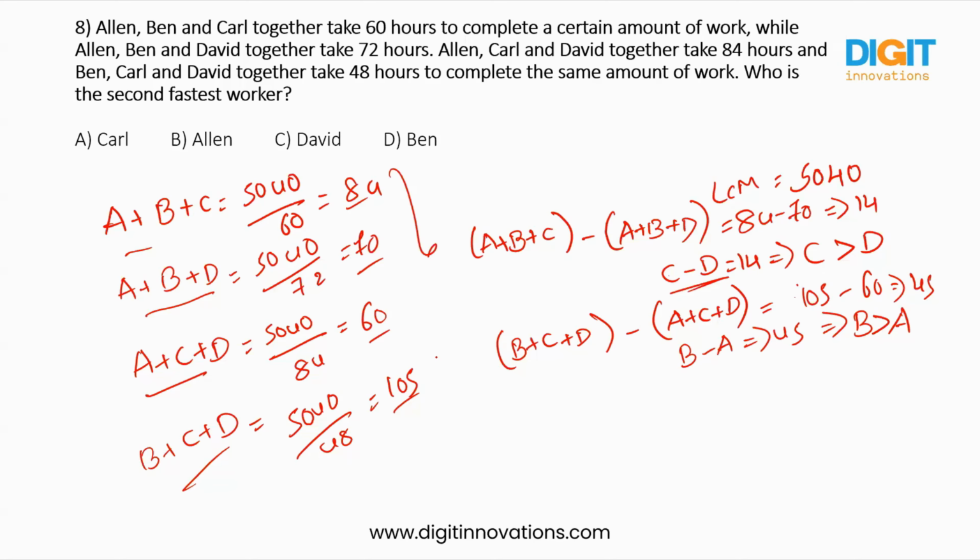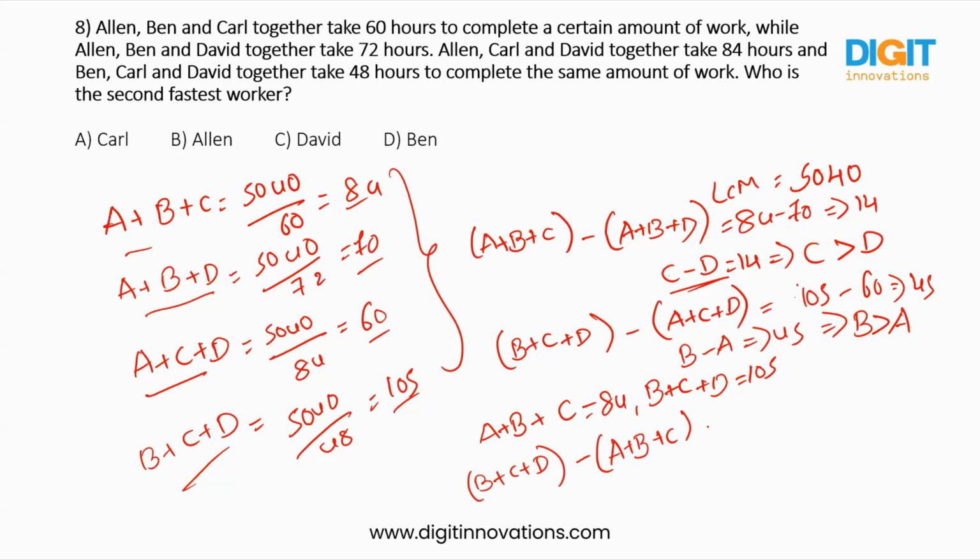Now I'll compare the groups here. Okay. For that, A plus B plus C equal to 84. B plus C plus D equal to 105. Now subtract these two. I'm taking B plus C plus D, to get the remaining values, which is 105 minus 84, which is 21. So what are the values you're going to get? D minus A. It's 21. By this, I can say D is greater than A.